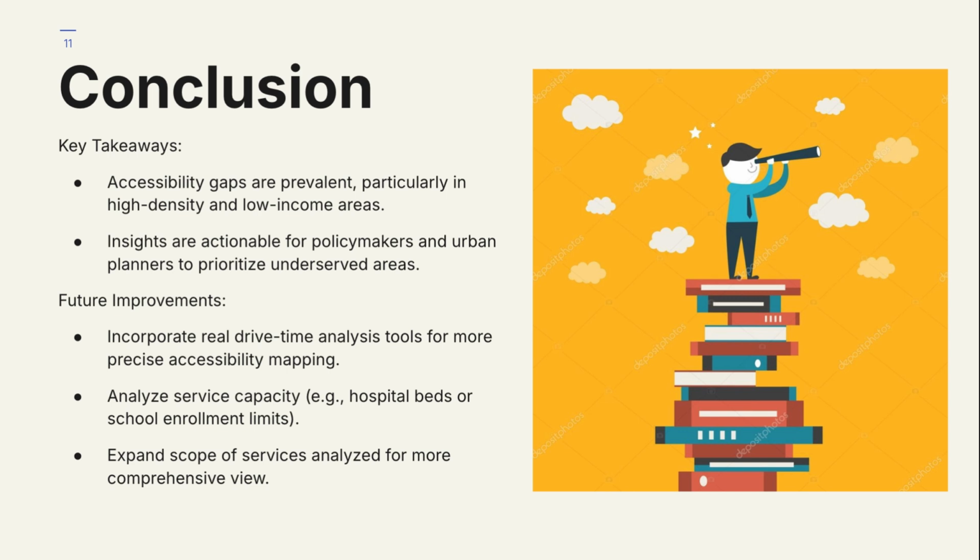analysis tools, such as Google API, for more accurate service accessibility estimates rather than the rough 5-mile estimate that I used. Also, you can consider analyzing service capacity, such as hospital bed availability or school enrollment quotas, to get more accurate estimates on demand and accessibility. Future research could also expand the scope of services analyzed to include parks and recreational facilities to obtain a more comprehensive view on community accessibility.